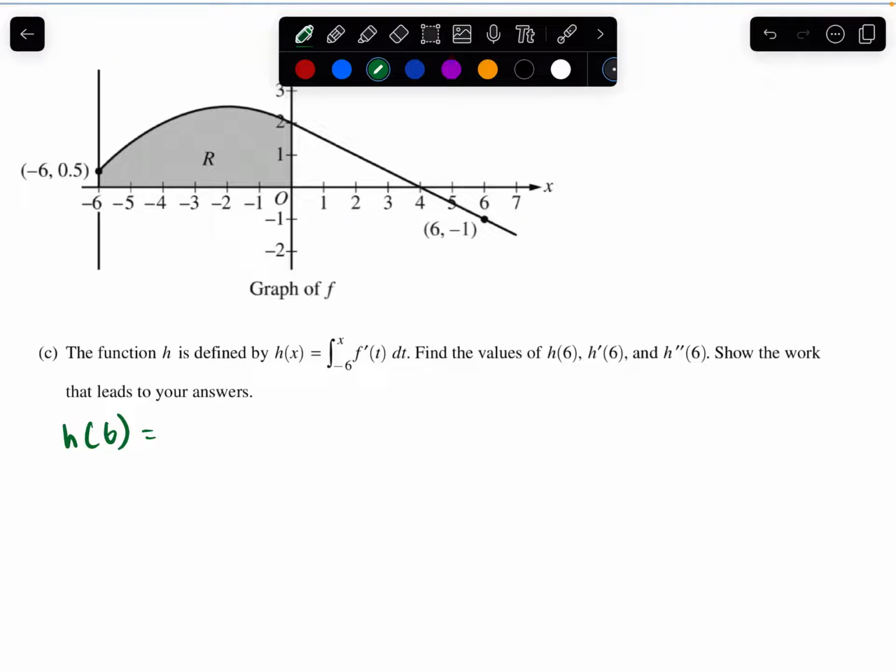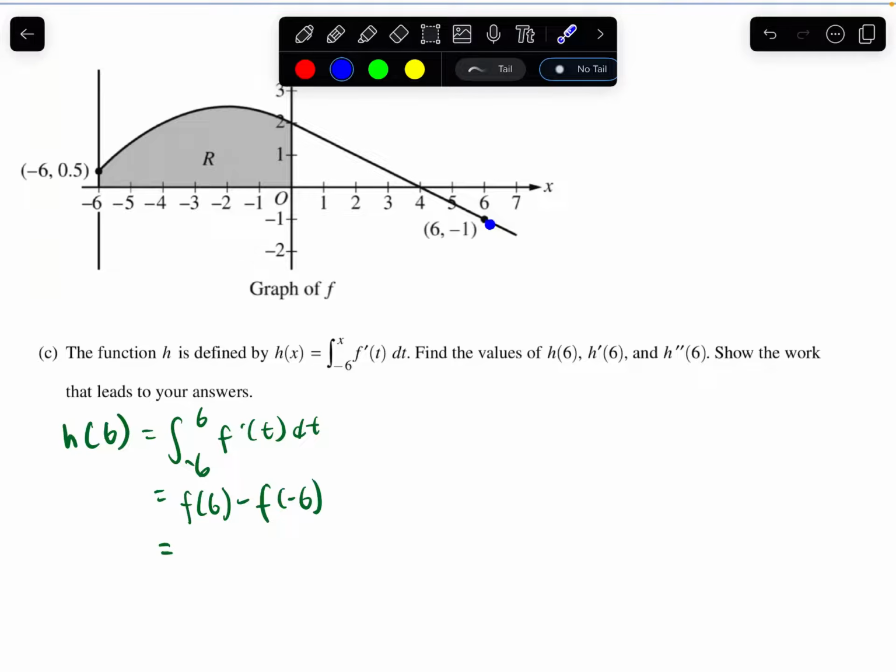All right, so h of 6 is going to be the integral from -6 to +6 of this function f prime of t dt. And there's really no work that you need to show here, but we can show some work. We can say this is going to be f of 6 minus f of -6. And so we're just looking at values here. f of 6 is going to be what? -1. So I'm going to write -1. Minus what's f of -6? And be careful here, before you jump straight to say that's 1, we actually see that it's 0.5. So we're going to say minus 1/2, and that's going to give us -3/2.